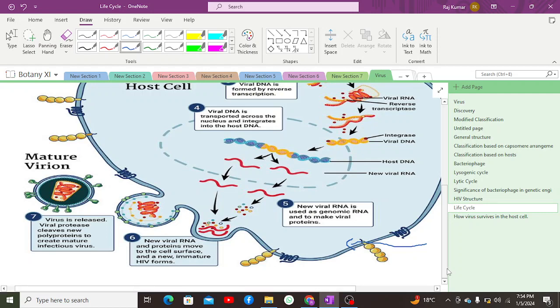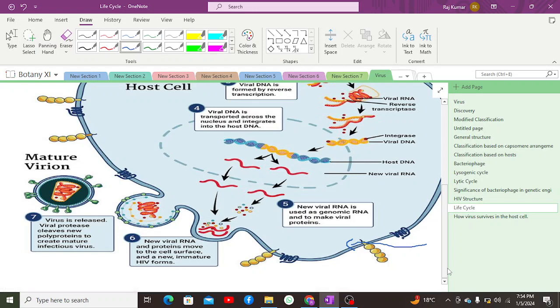So this is how it comes out as a very dangerous disease in future after 8 to 10 years. The treatment available for it is antiretroviral therapy, which we are going to discuss in the next video.